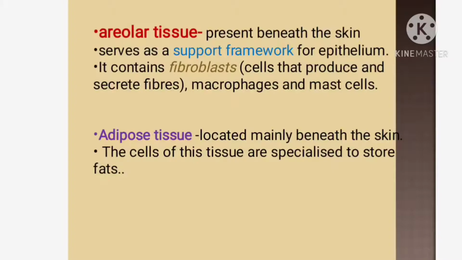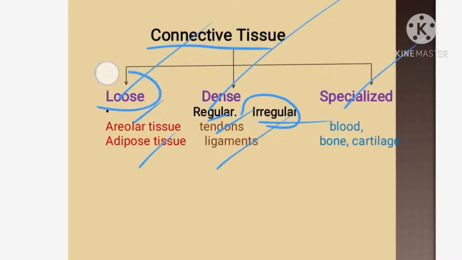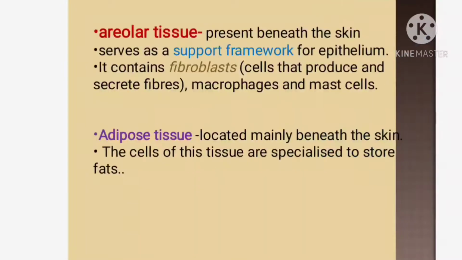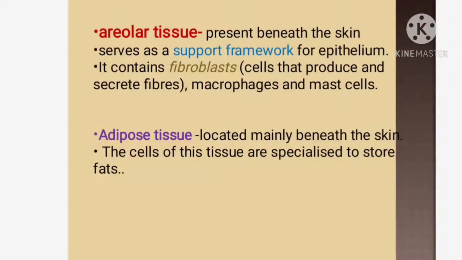Now moving on to the first one. What is the first one? The first one is loose connective tissue, under that areolar tissue. Now what is the characteristic feature of this areolar tissue? This areolar tissue as well as adipose tissue, the main function of these tissues is that they act as a packaging material.